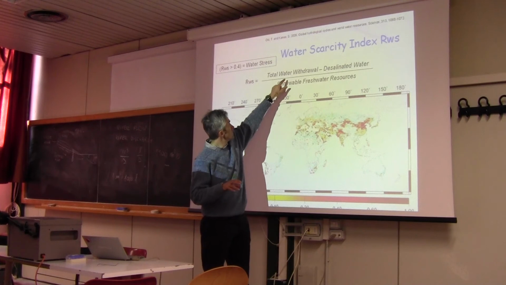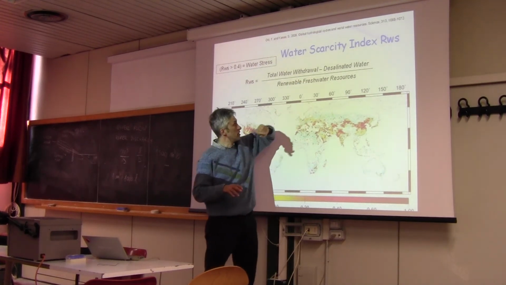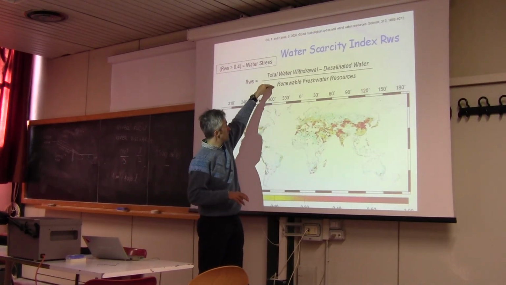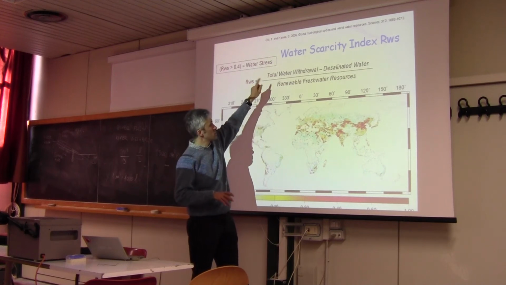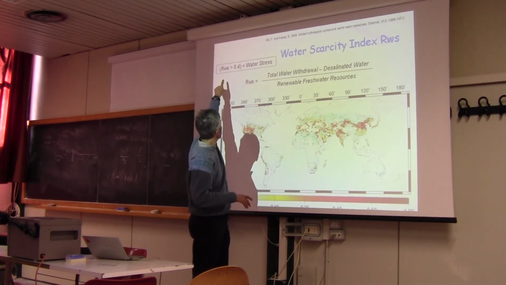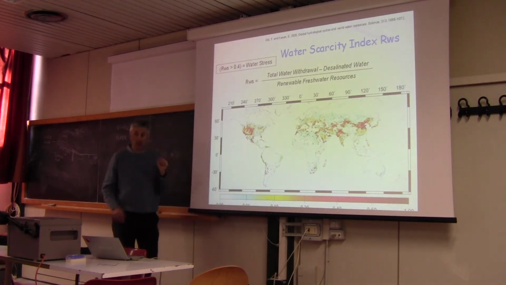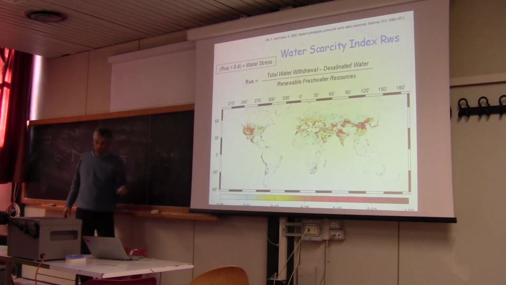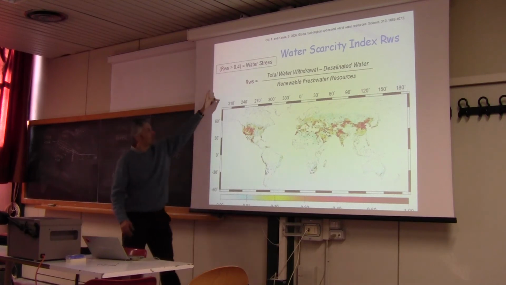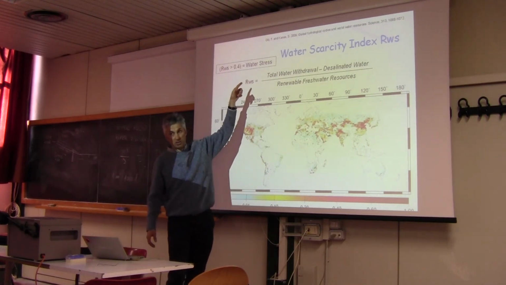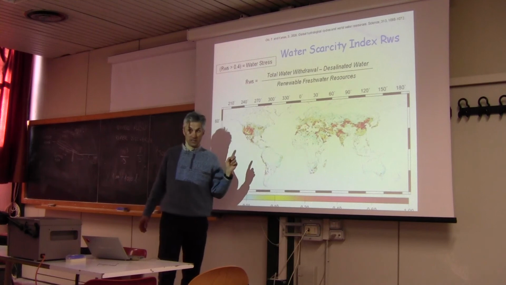So you get the total water withdrawal minus desalination, and at the denominator again, the renewable freshwater resource, and if you get a percentage greater than 40%, which means that you are exploiting more than 40% of the renewable water resources, then we define this situation as a situation of water stress.